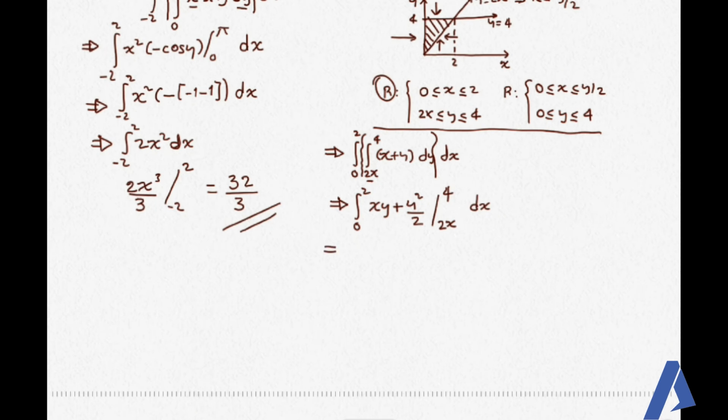ስለዚህ this implies that at y is equal to 4 ምን ይሆናል ማለት ነው? 4 times x, 4x plus 16 over 2 minus at 2x square plus 2x the whole square over 2 ይሆናል ማለት ነው with respect to x.